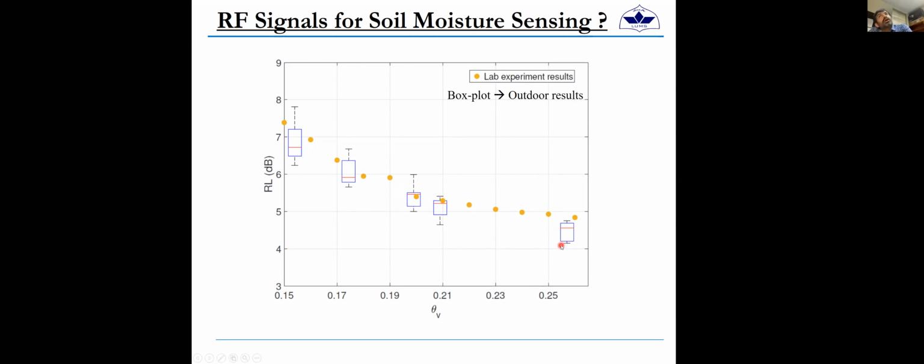So you see, since in outdoor we do not have control over theta v, that is why we have some sparse readings. But in lab, since we have control over theta v, you can see all of the readings from the range 0.15 to 0.25 of volumetric water content. So in this way, by performing a simple calibration on a dry soil sample, we were able to use the existing Wi-Fi signals for sensing something which was already being done either through invasive sensors or using satellites and so on.